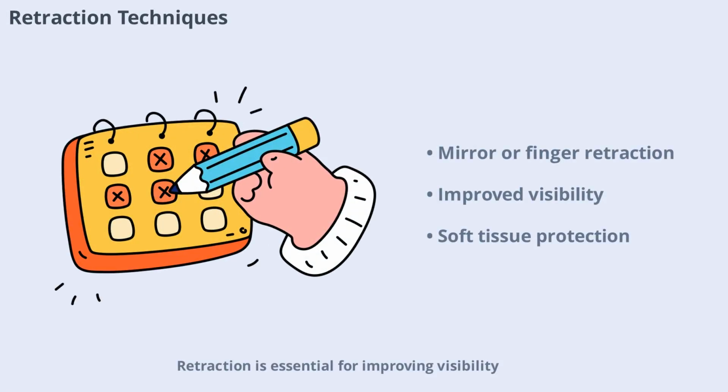Retraction is essential for improving visibility and protecting soft tissues during periodontal procedures. Clinicians use mirrors or fingers to retract cheeks, lips, or tongue, creating a clear field for instrumentation. This not only enhances visibility, but also safeguards the patient's soft tissues from accidental injury. Proper retraction techniques are a fundamental part of maintaining a clean and accessible working area throughout the procedure.